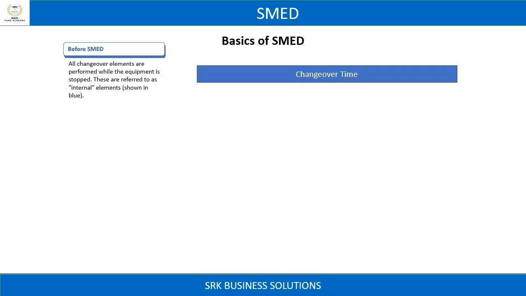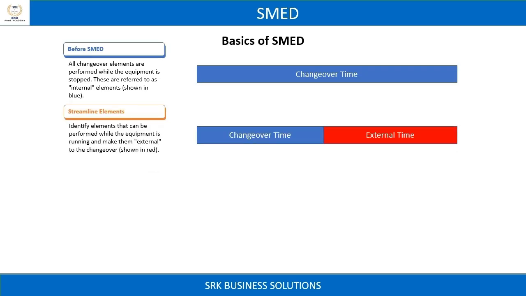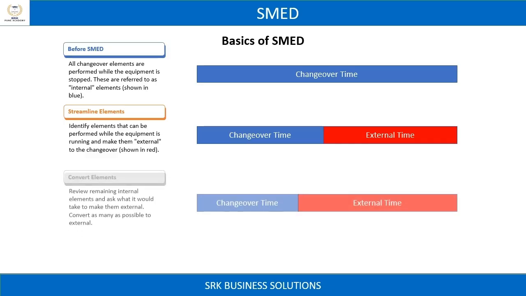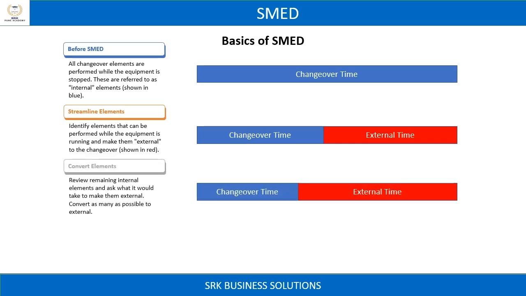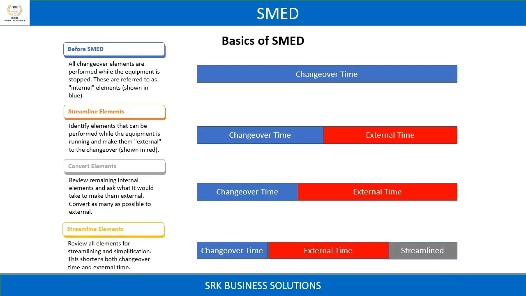Before SMED, all changeover elements are performed while the equipment is stopped. These are referred to as internal elements, which is shown in blue. Streamline elements: identify elements that can be performed while the equipment is running and make them external to the changeover, which is shown in red. Convert elements: review remaining internal elements and ask what it would take to make them external. Convert as many as possible to external. Streamline elements: review all elements for streamlining and simplification. This shortens both changeover time and external time.